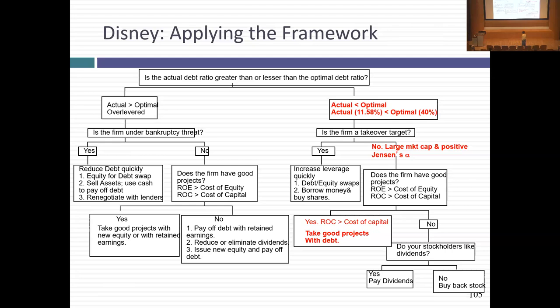So I tried this on Disney. Is the company under or over levered? It was clearly under levered. Is it under threat of bankruptcy, under threat of takeover? I didn't think so. It's a $135 billion company, which is fairly significant. It's not a $1 trillion company, but it's fairly large. Now, it could be a friendly takeover target. There's actually talk that Apple could take over Disney, but a hostile takeover is probably not likely.